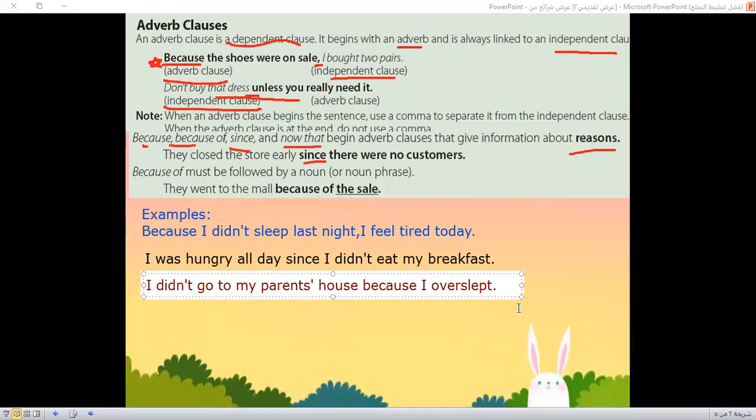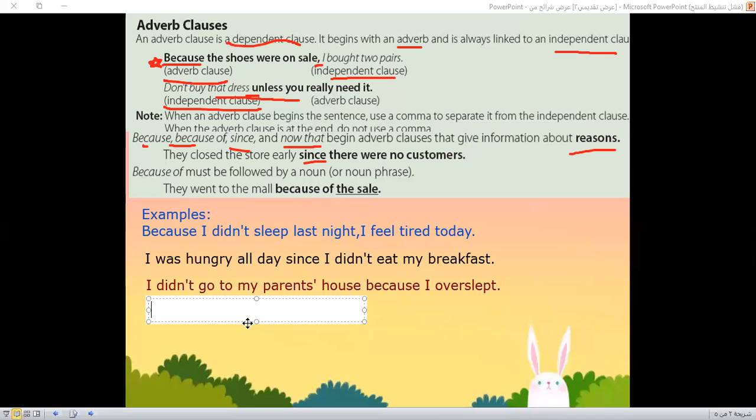Okay, here we don't care much about the tense, whether it's going to be in the past or maybe in the present if it was a routine. Okay, think of something else also.